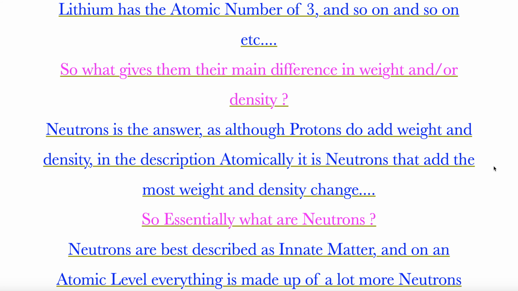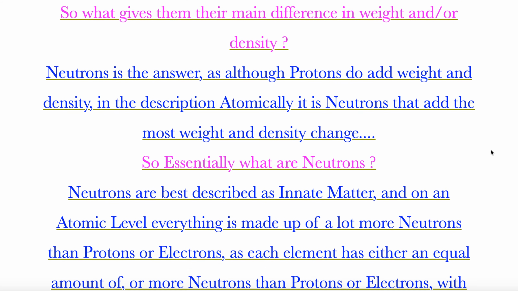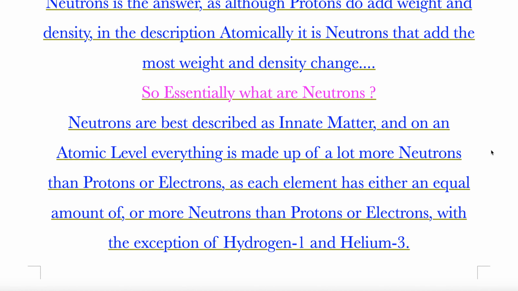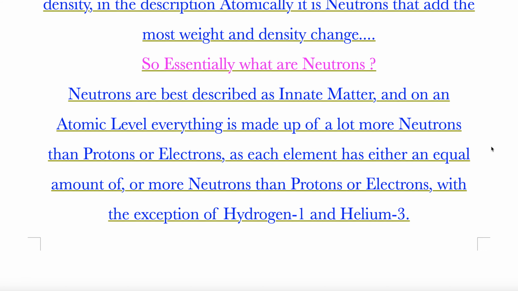So what gives them their main difference in weight and or density? Neutrons is the answer, as although protons do add weight and density, in the description atomically, it is neutrons that add the most weight and density change. So essentially, what are neutrons? Neutrons are best described as innate matter, and on an atomic level, everything is made up of a lot more neutrons than protons or electrons, as each element has either an equal amount of or more neutrons than protons or electrons, with the exception of hydrogen 1 and helium 3.